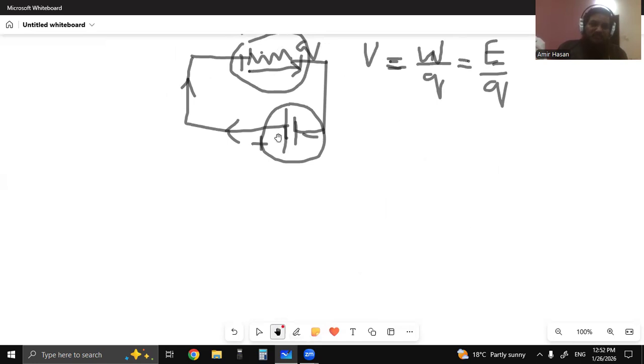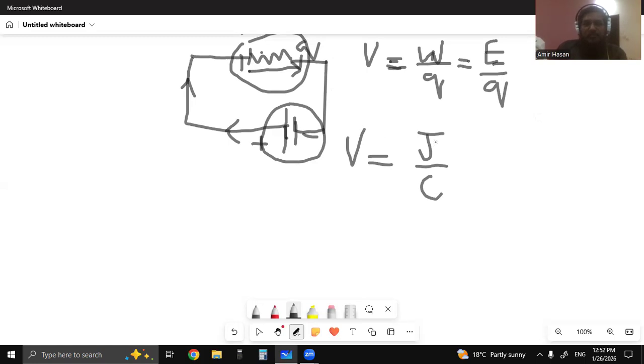So the energy transfer on a charge between two points in a circuit, or the work done on a charge between two points in a circuit, is known as the potential difference. And what is the unit? With the help of the formula, we can derive the unit easily. The energy unit is joule and the charge unit is coulomb. So joule per coulomb is the unit of potential difference V, the volt. Joule per coulomb is also known as the volt.